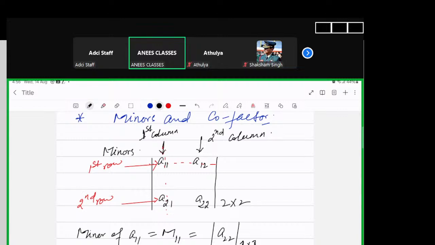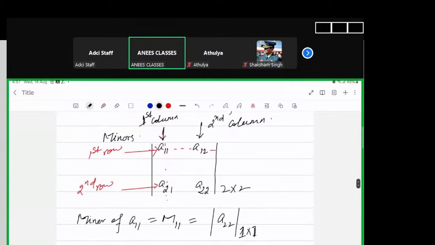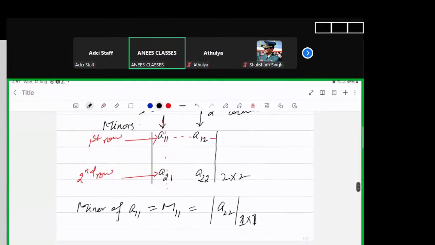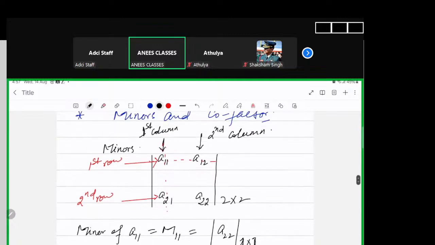Any problem? No, sir. So the minor of A11, I will delete row and column along A11 and take the determinant of the rest of the elements. So only one element left, A22, and A22 is 1 by 1. 2 by 2 means 2 rows, 2 columns. 1 by 1 means 1 row, 1 column. So this will be A22. Understood?